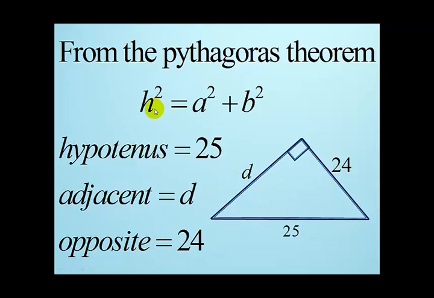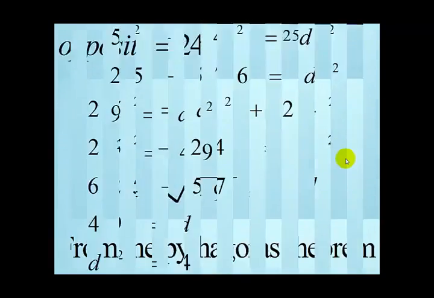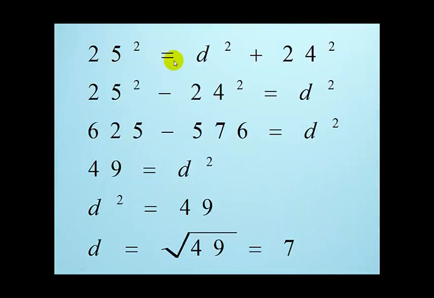Now from the Pythagoras theorem, H square equals A square plus B square. That is, the square of the longest side is equal to the sum of the squares of the other two sides. This means that 25 square is equal to D square plus 24 square. Now because we are solving for D, let's group the numbers on the left hand side. So plus 24 square on the right hand side becomes minus 24 square on the left hand side. 25 square is equal to 625, minus 24 square, which is 576, and this is equal to D square.